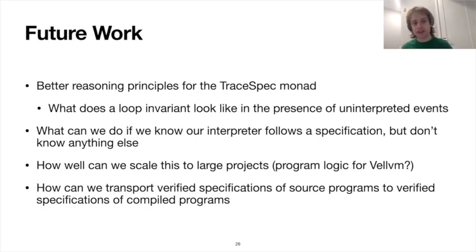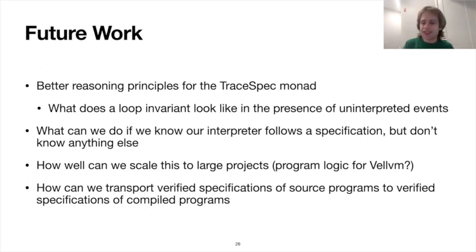So there's a lot of future work we're interested in doing in this space. In particular, we're very interested in figuring out better reasoning principles for the trace spec monad. What does a loop invariant look like in the presence of uninterpreted events? Like, how do we write them? How do we prove them? Can we prove them without needing explicit coinduction? What can we do if we know our interpreter follows the specification, but we don't really know anything else?